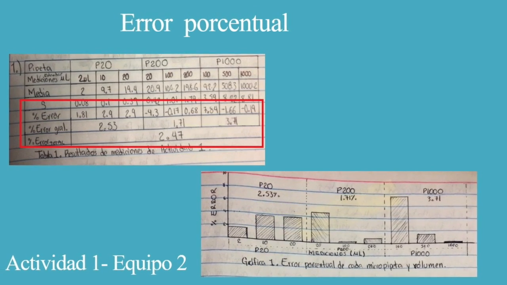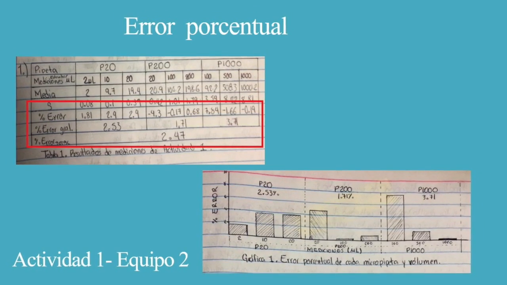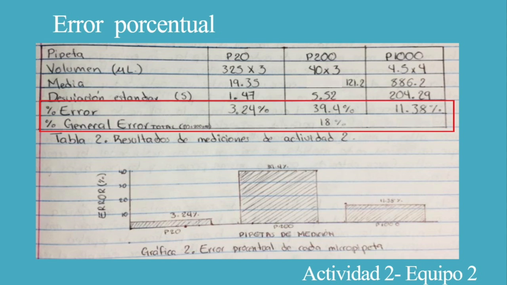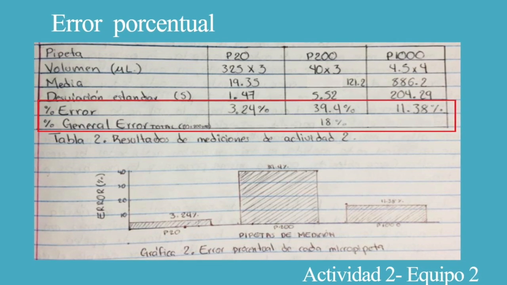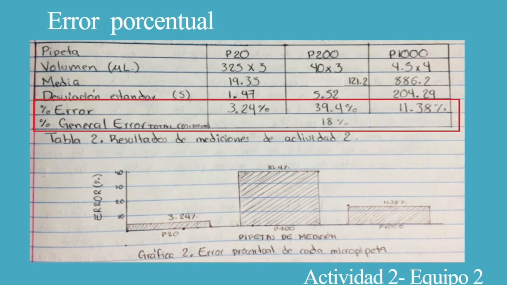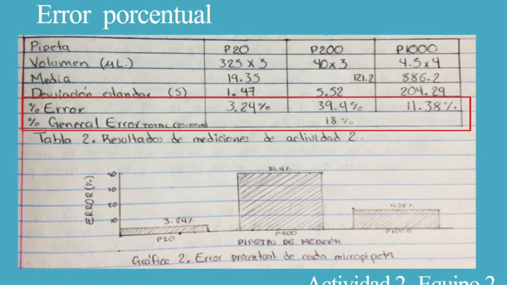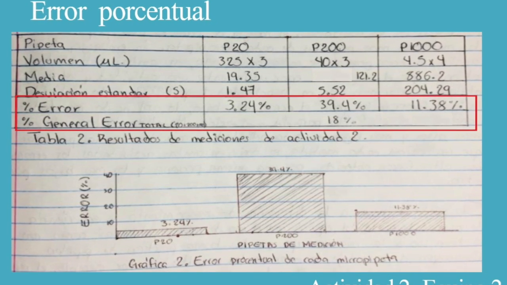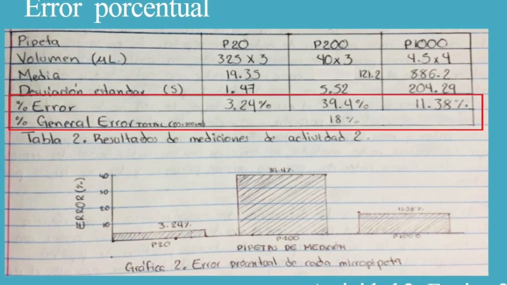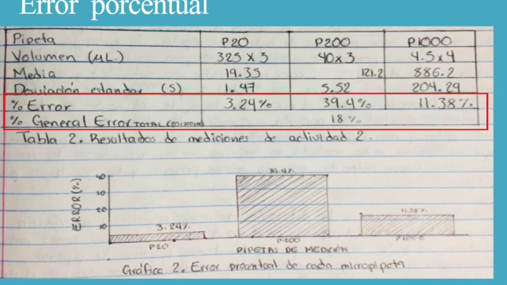So, from the data of Team 2, the standard error of each measurement was calculated after each activity. The results were 2.147% error in the first activity and 18% error in the second.